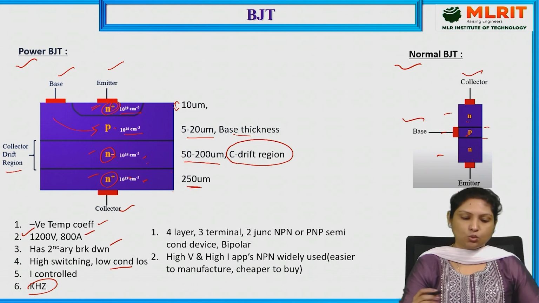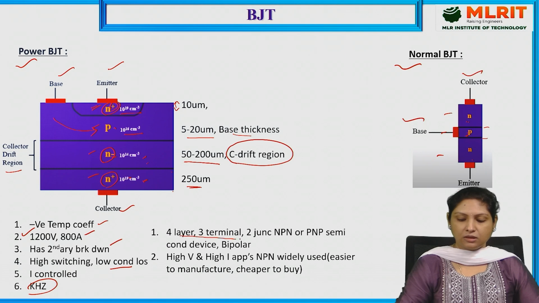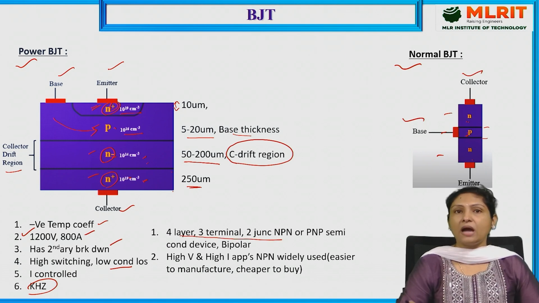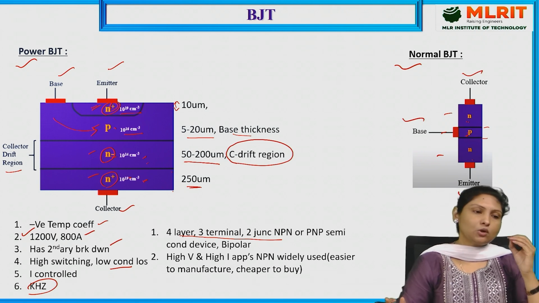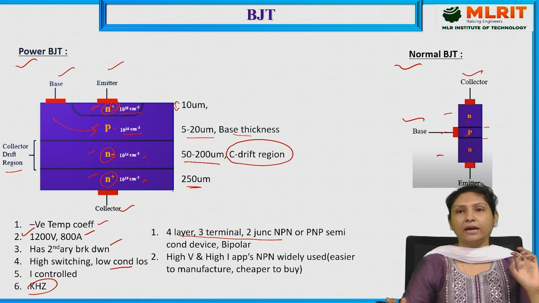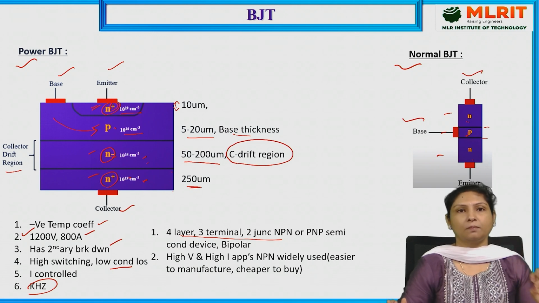And as I told you, this is a 4-layer, 3-terminal, 2-junction device. It can be a PNP or NPN. And here NPN is widely used out of the two because it is easy to manufacture and at the same time it is cheaper to buy.